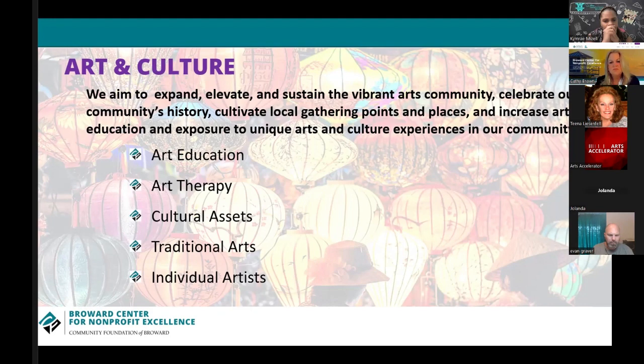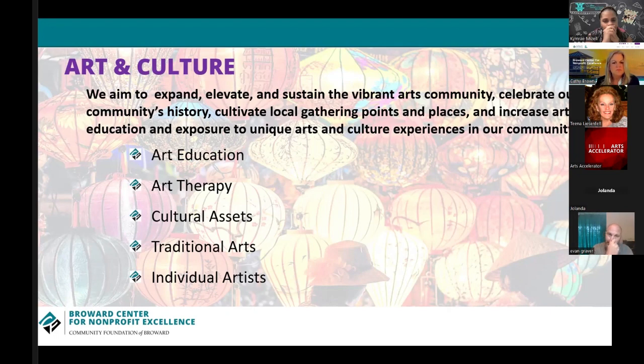And so therefore, what we're trying to do, there's 4 subcategories that could be applied for. I'm going to say right off the bat that the last category, individual artist, we only do that through a partnership with Broward County Cultural Division and also with the City of Pompano Beach. So that's not something that you can apply for here at the foundation if you are an individual artist. You have to reach out to the county or to the City of Pompano Beach.